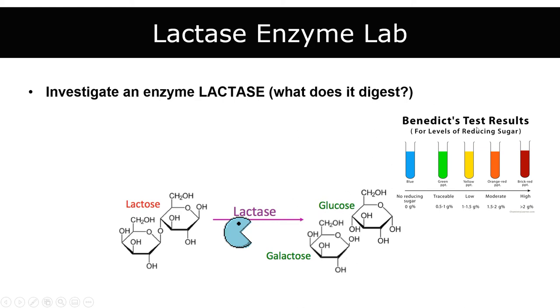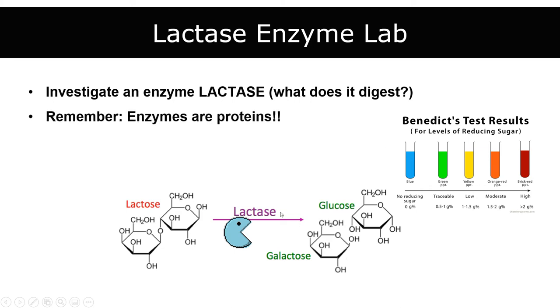So the trick about Benedict's is that it will not react with a disaccharide. Even though there's a glucose here, when it's in the disaccharide form, Benedict's cannot bind to it. So it only detects glucose after lactase has had a chance to come in and break that bond and give us that free monosaccharide. So this is how we were measuring the activity of the lactase enzyme.